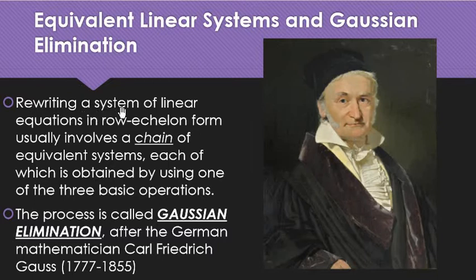So, rewriting a system of linear equations in row echelon form usually involves a chain of equivalent systems. We can't just automatically turn a given linear system into row echelon form. It might take some steps, each obtained by using one of the three basic operations mentioned a while ago. This process is called Gaussian elimination, after the German mathematician Carl Friedrich Gauss. So we're going to solve a system of equations using Gaussian elimination.